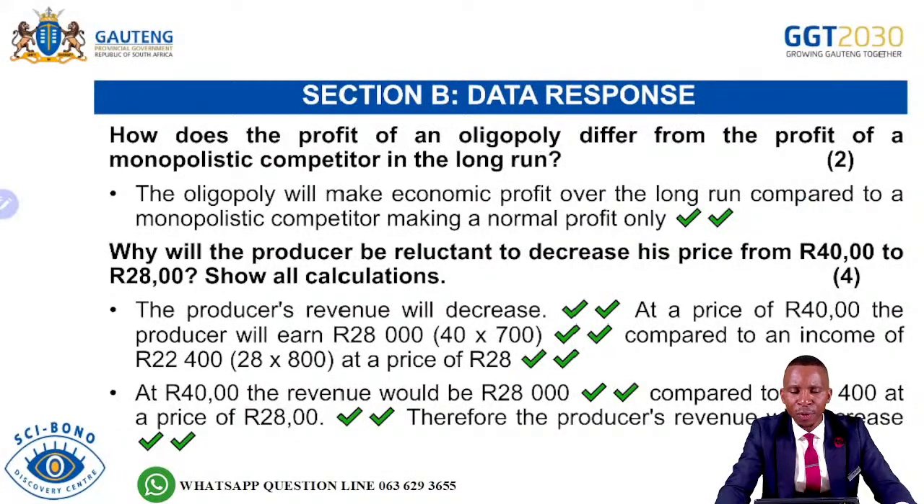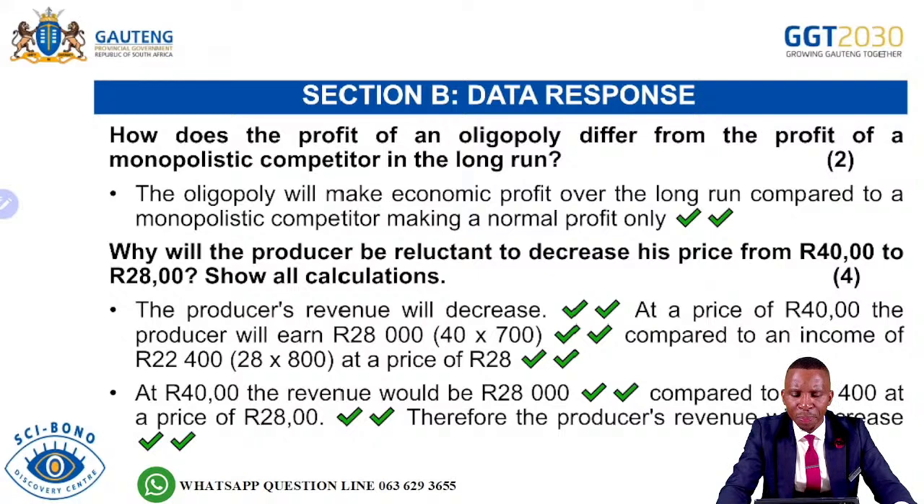And then, how does the profit of an oligopoly differ from the profit of a monopolistic competitor in the long run? We know that oligopolies charge highly excessive prices so that they keep their total revenues high. That leads to them making economic profits in the long run, compared to monopolistic competitors who make normal profits. This is because under monopolistic competition competition is too high, and under the oligopoly there is competition, however businesses have this strategy of interdependence, which leads to them keeping their prices very high so that they keep their total revenues very, very high.